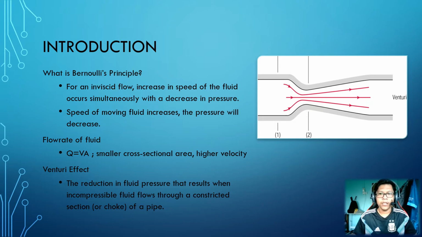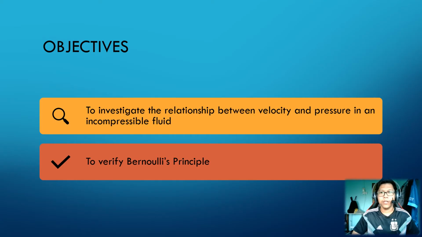And one of the applications is the Venturi effect. Look at this picture here. The Venturi effect is the reduction in fluid pressure that results when incompressible fluids flow through a constricted section or choke of a pipe. So, the objectives of the experiment are, first, to investigate the relationship between velocity and pressure in an incompressible fluid, and second, to verify Bernoulli's principle.